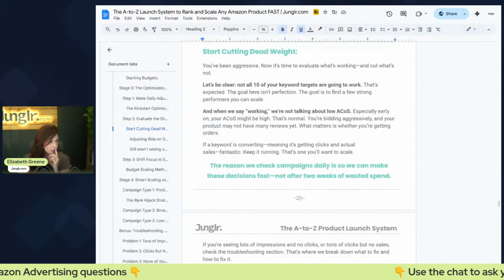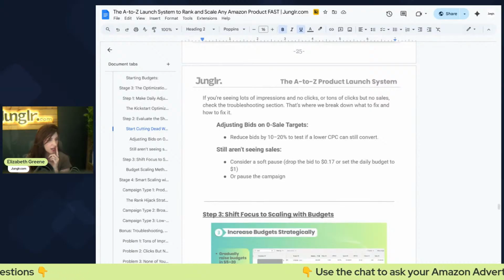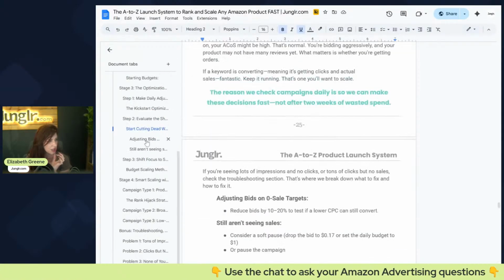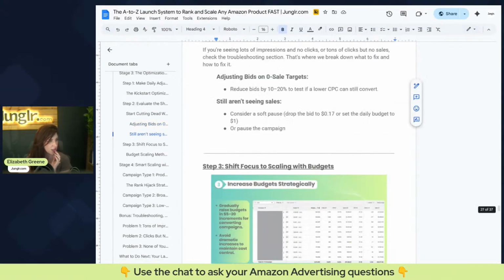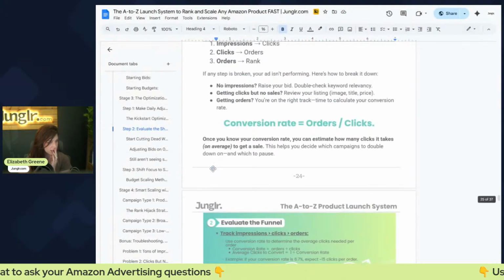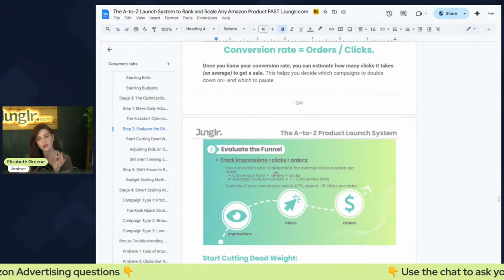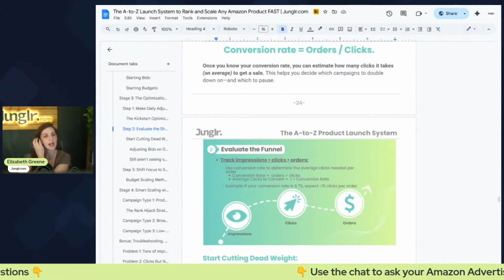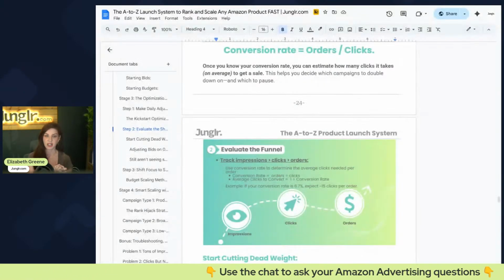Well, let me see where it is in this document. If you are not converting, again, you want to make sure that you have enough clicks. So let's look at that. You use your conversion rate to determine how many clicks you need on average to generate a sale.